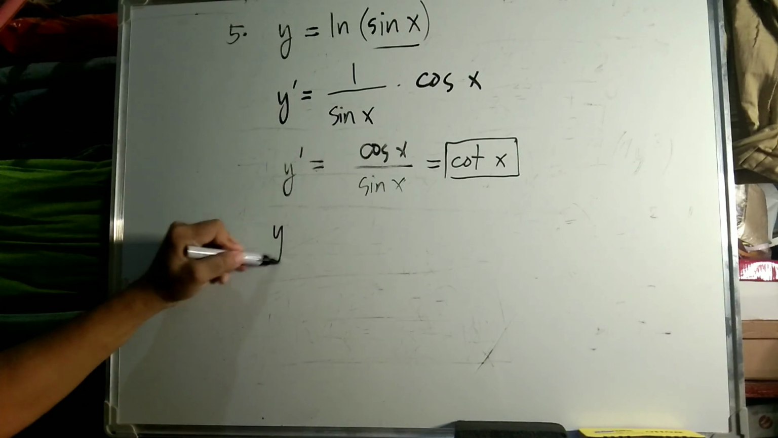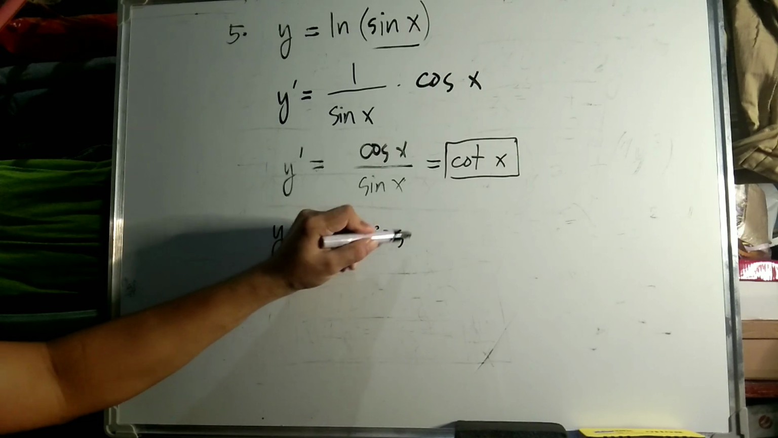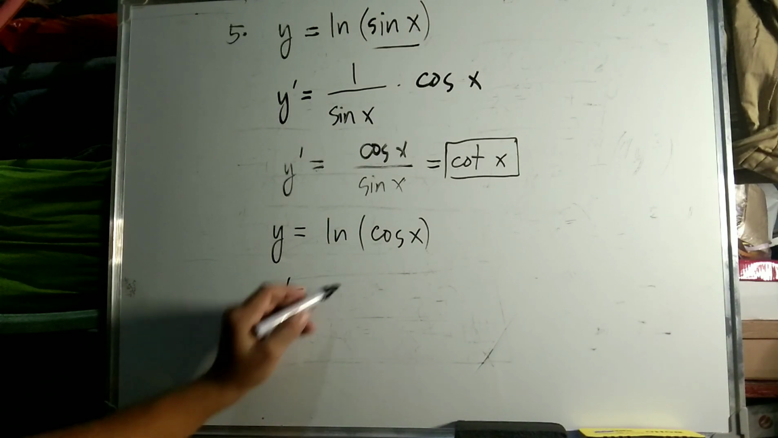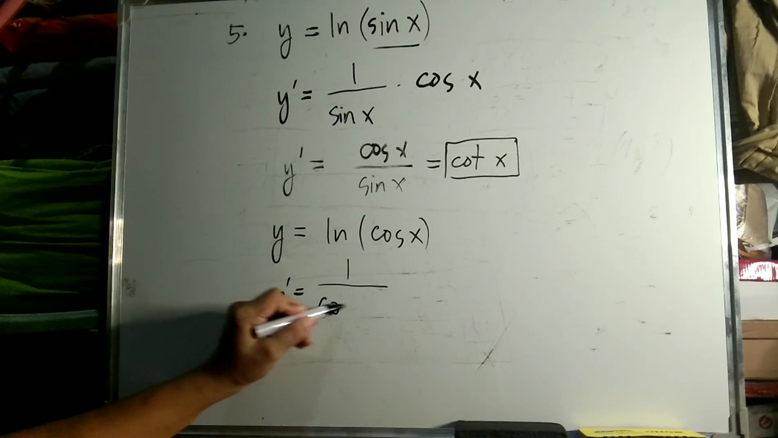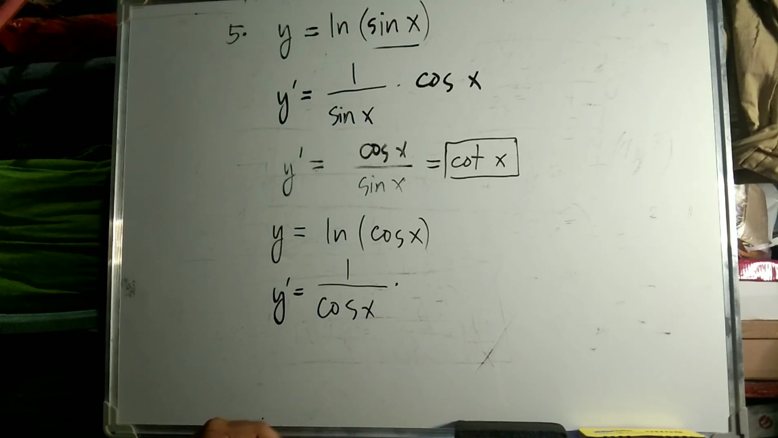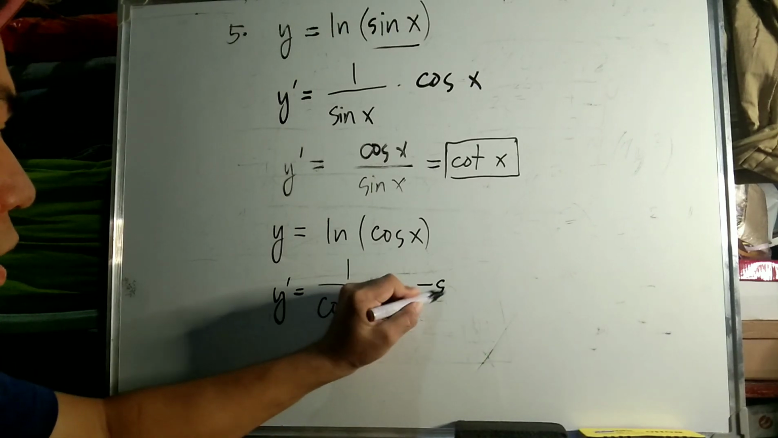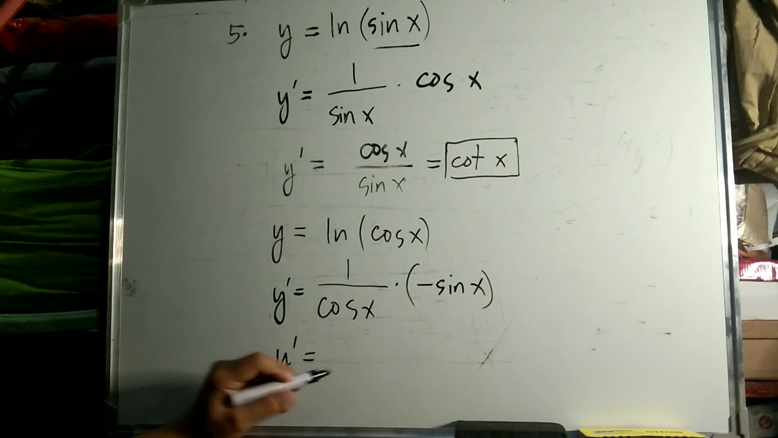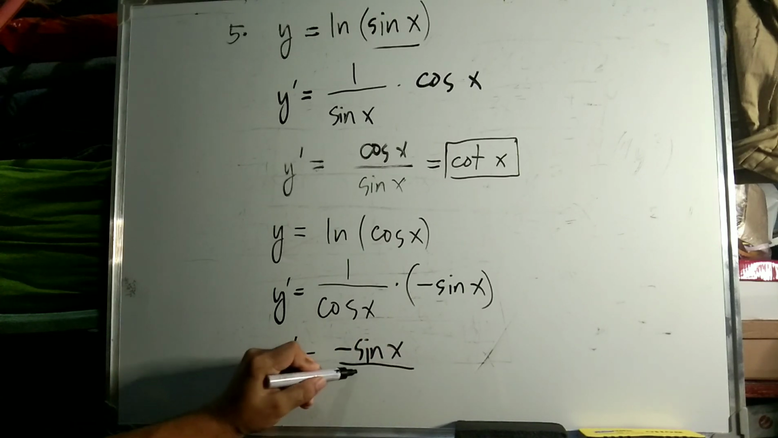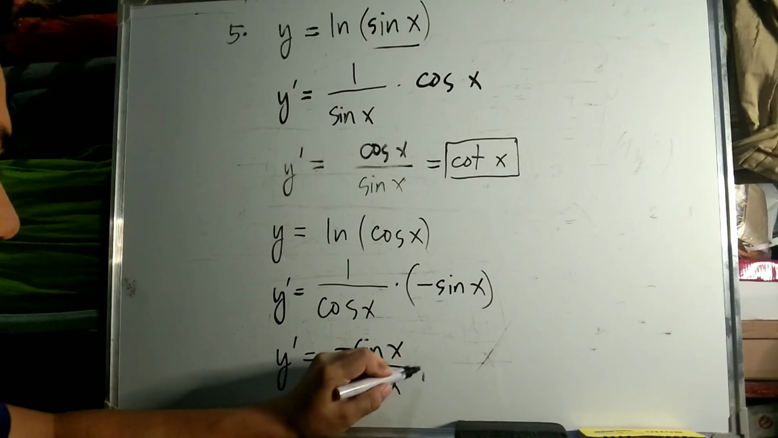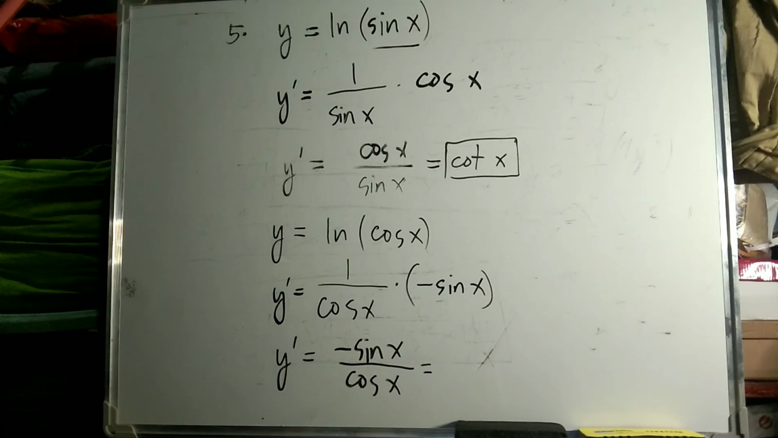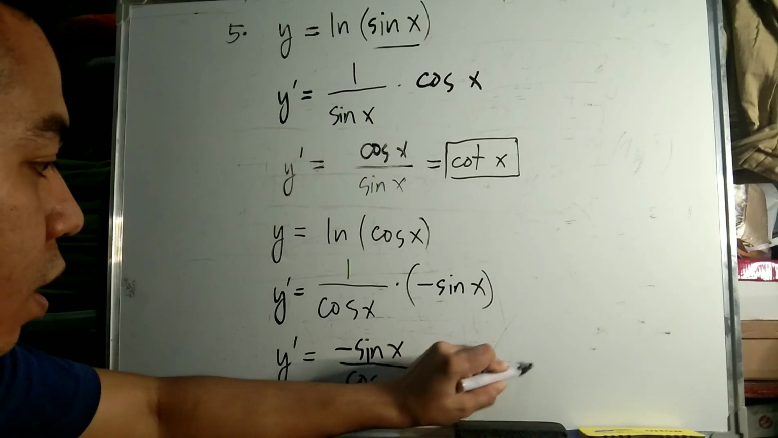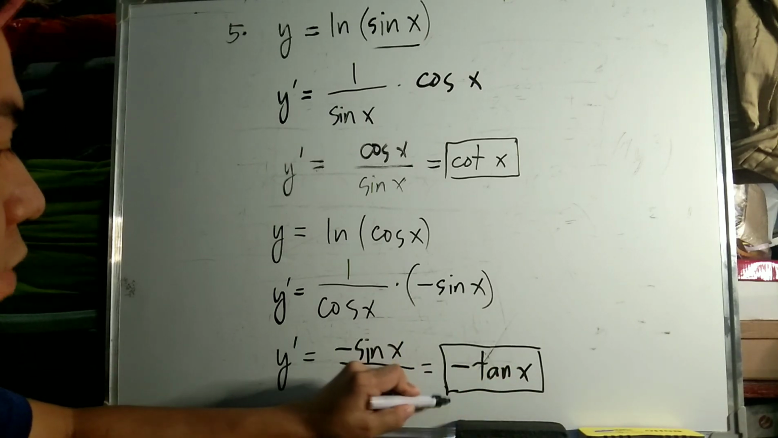Okay, so how about y equals ln cosine x? So same lang gagawin natin. So y prime, so 1 over kopya cosine x, then derivative naman ng cosine x, negative sin x. Okay, so negative sin x times 1 over cosine x, so y prime equals negative sin x over cosine x. Then again, yung sin x over cosine x natin equal siya sa tangent x. Meron tayong negative doon, so negative tangent x. That is the final answer.